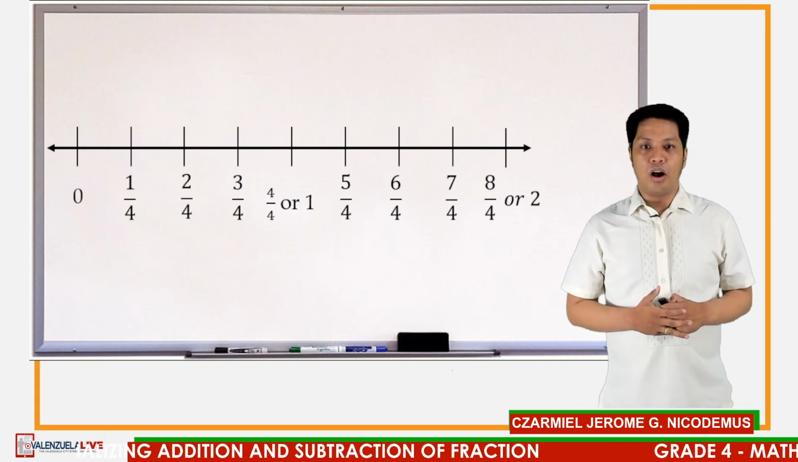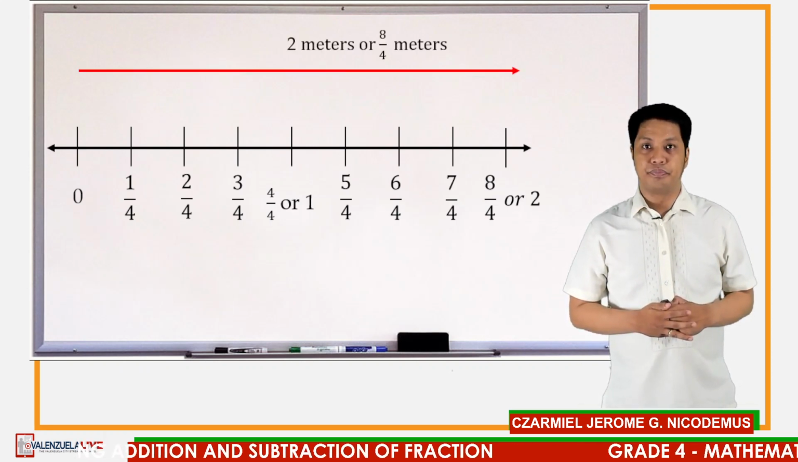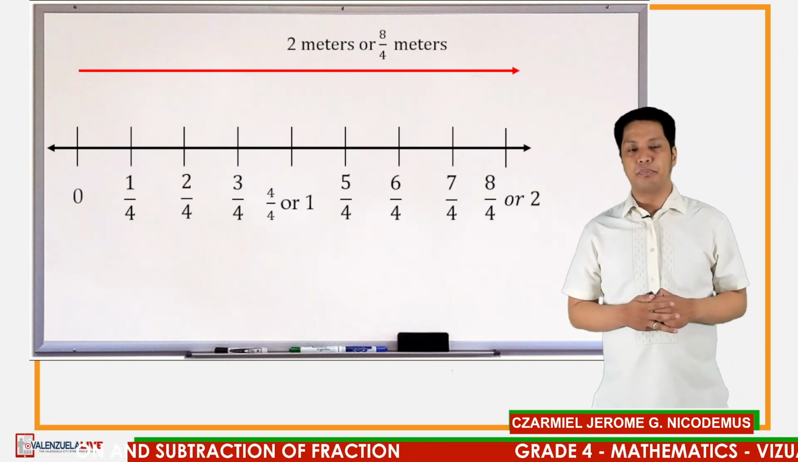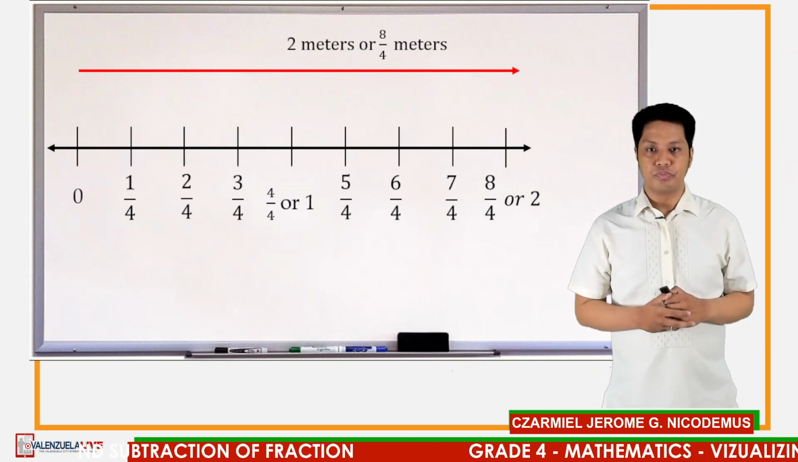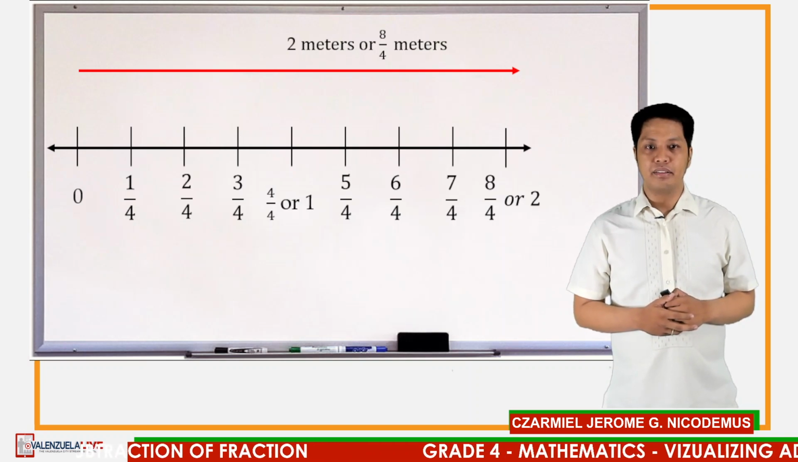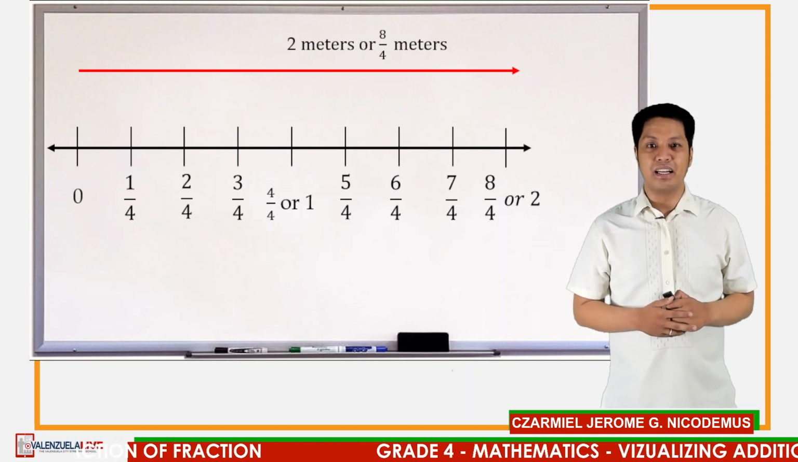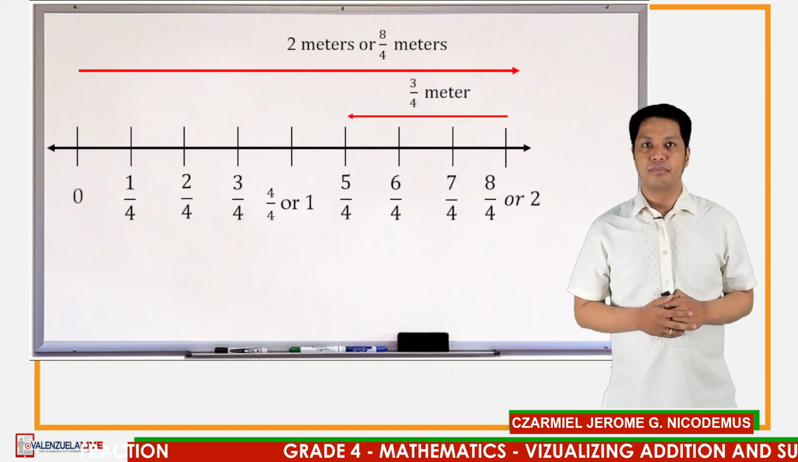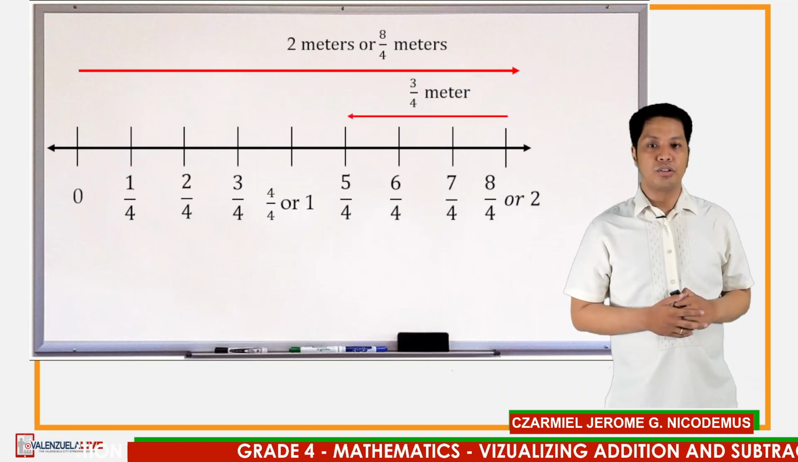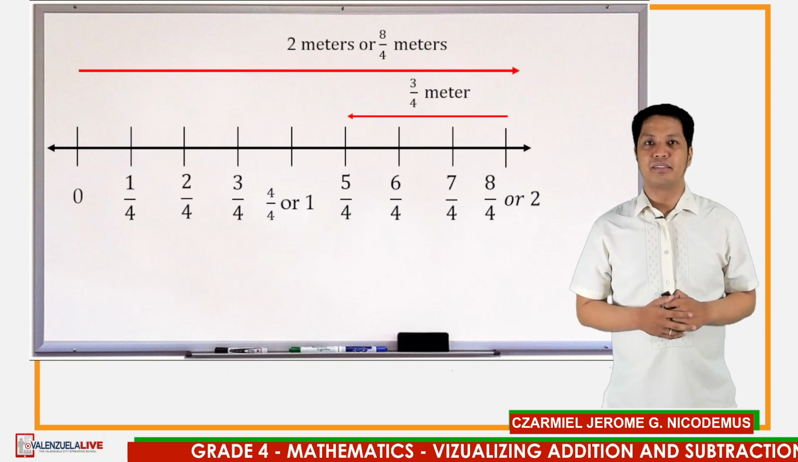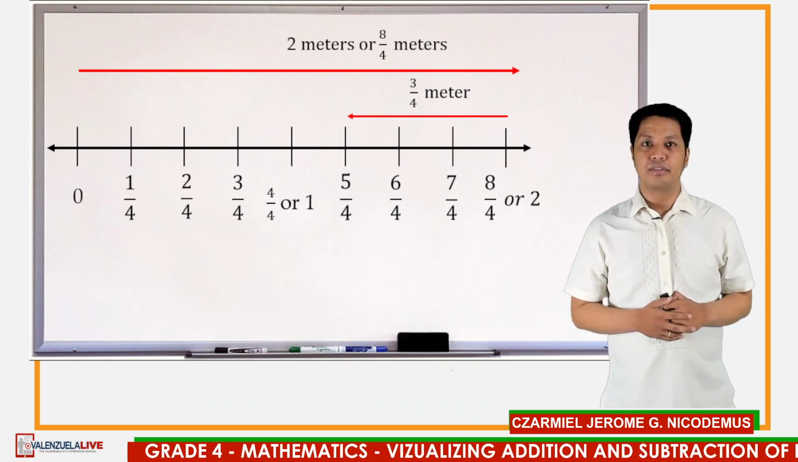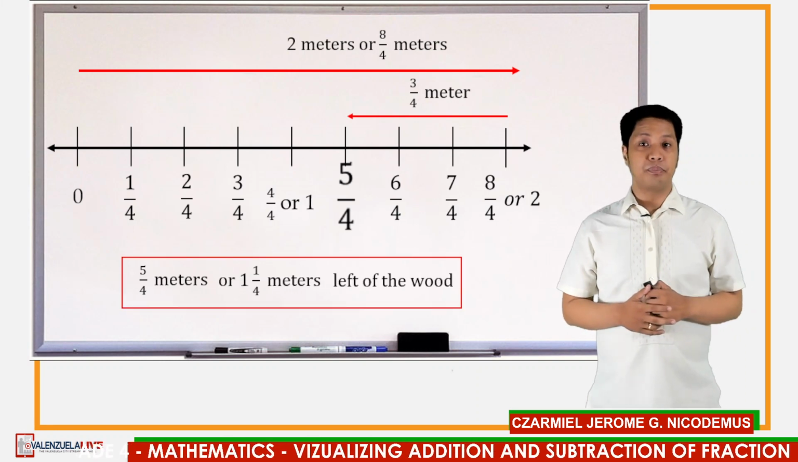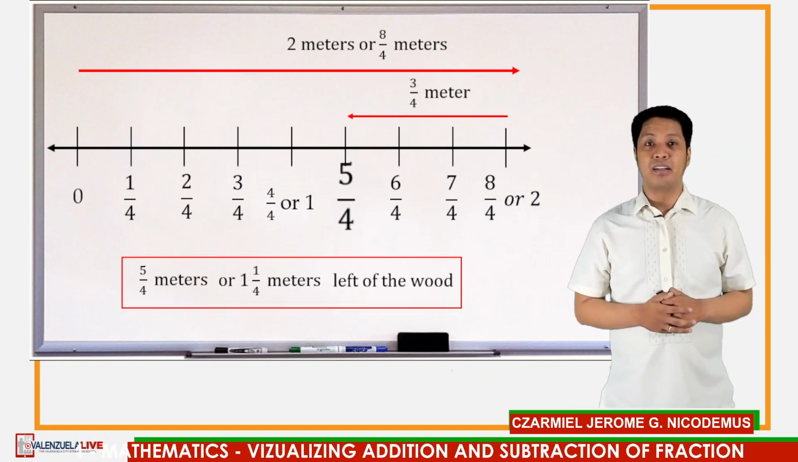First, let us show how many meters Father bought. So, Father bought 2 meters or 8/4 meters of wood. Then, draw a line that will pass 3 lines to the left side to show subtraction of 3/4. So, as shown in the number line, there are 5/4 meter or 1 1/4 meters left of the wood.